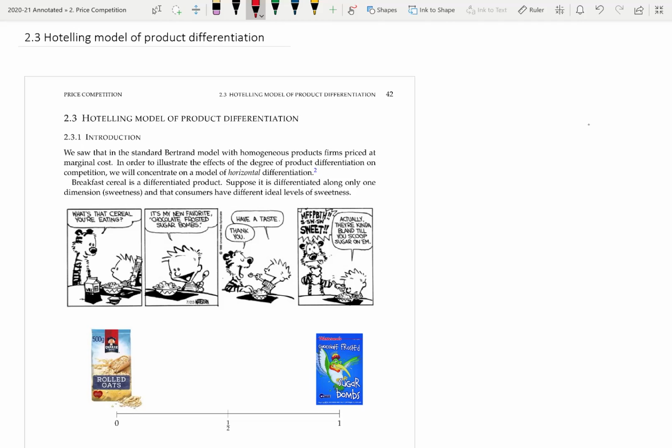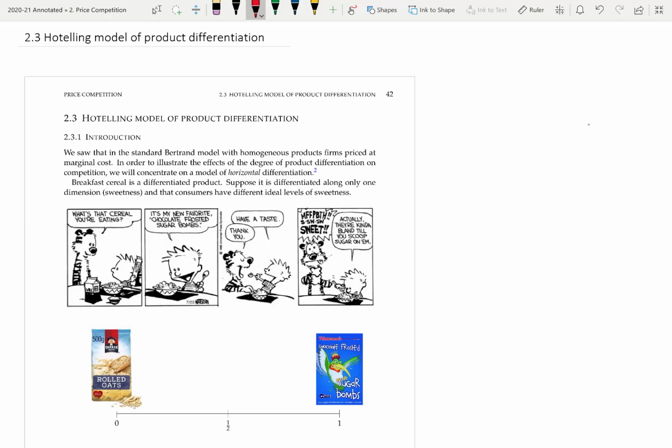In the diagram here, I have a line from 0 to 1, and at 0 I have rolled oats. That's a very unsweet cereal. And then at 1 I have chocolate frosted sugar bombs, which is a very, very sweet cereal. So we have sweetness ranging from 0 to 1 along the line.